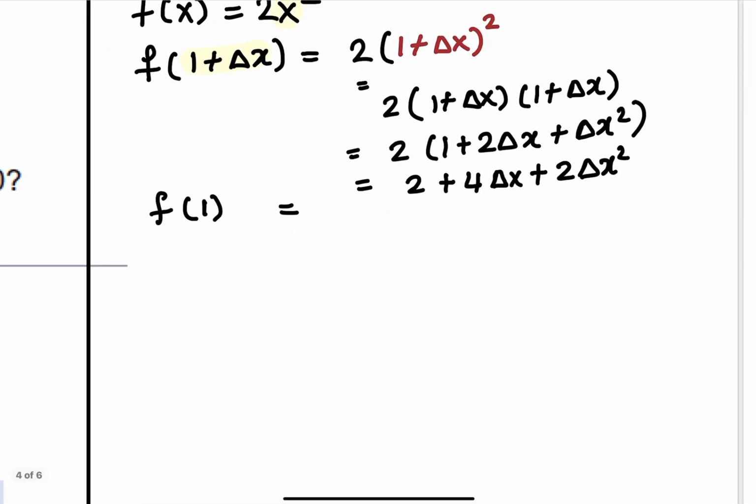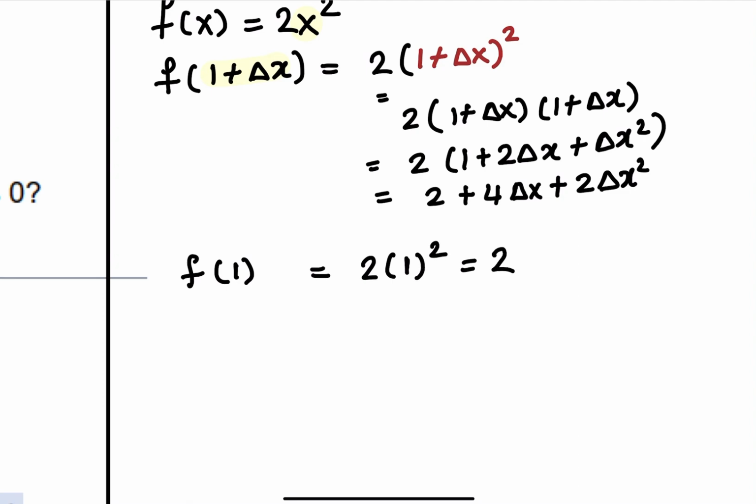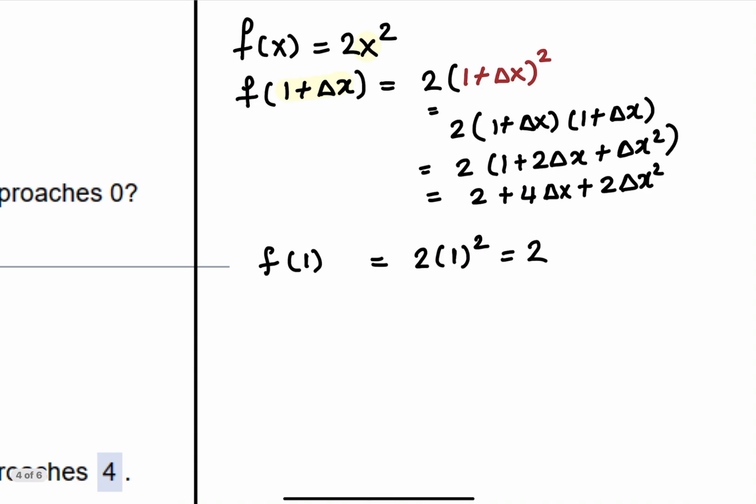And now I have to find my f of 1. So how do I find my f of 1? My f of 1 is simply plugging in 1. So 2 times 1 squared, which is 2. And what did they ask me to do? They said, hey, go ahead and subtract these 2.